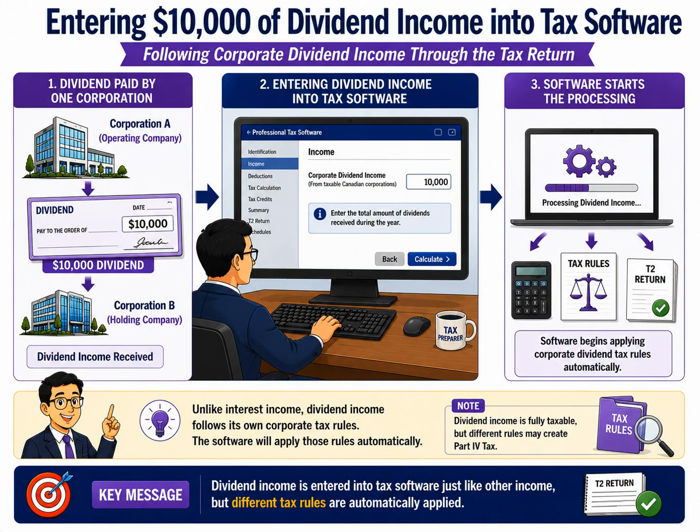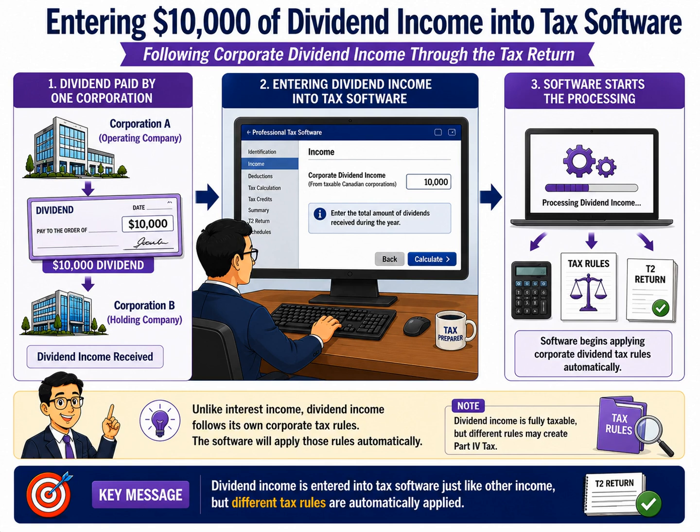Let's now look at how dividend income flows through professional tax software. In this example, instead of earning interest income or rental income, the corporation receives a $10,000 dividend from another corporation. Imagine that corporation has already earned business profits and decides to distribute part of those profits as a dividend. Corporation B, which owns shares in Corporation A, receives a dividend of $10,000.